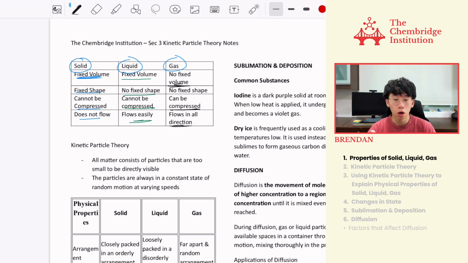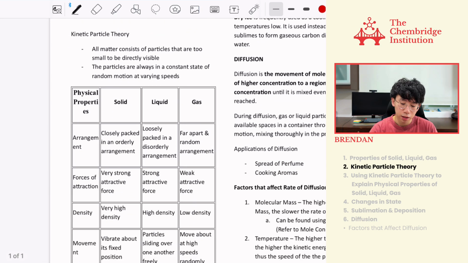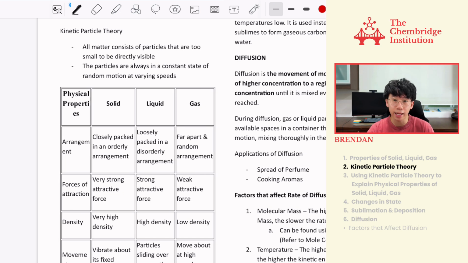Now, the kinetic particle theory is a new theory that you will learn, and this says that all matter consists of particles that are too small to be directly visible, and these particles are always in a constant state of random motion at varying speeds. So with that in mind, we know that any molecule or compound or atom exists in particles, and these particles have different kinds of constitution, and they behave differently in different states.